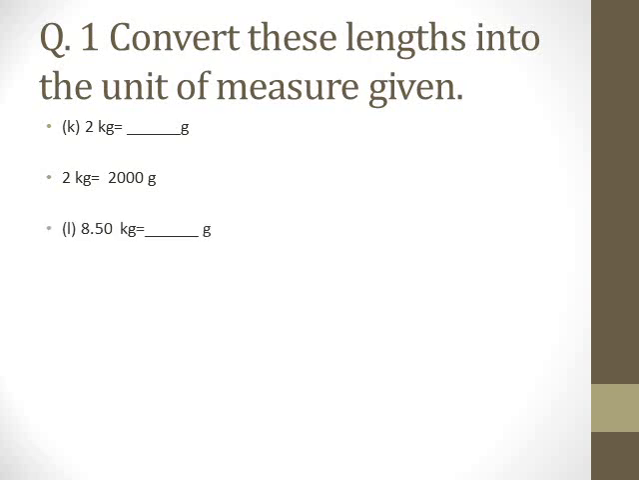8.50 kilogram equals to how many gram? So in order to get how many grams are there in 8.50 kilogram, you will multiply it by 1000. When you multiply it by 1000, the point will move from 8.5 to 85.0 first time, then 850.0, and then 8500.0. So you will not consider the .0, you will just write 8500 gram.